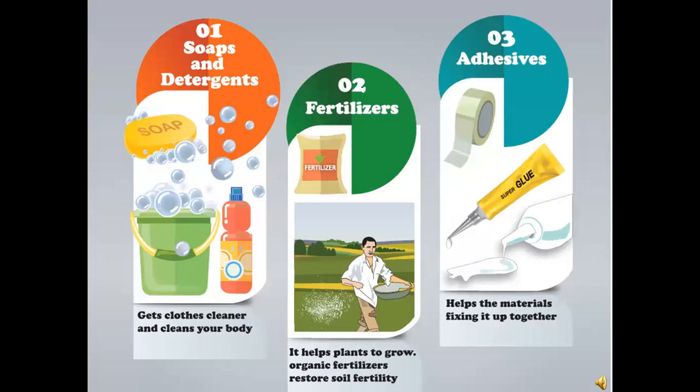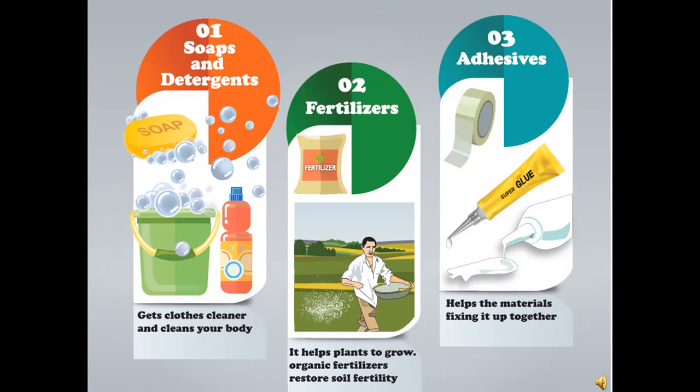Chemistry in everyday life. So many things are used in our daily life: soaps and detergents, fertilizers, adhesives. Already we know how we can prepare soaps and detergents. Bathing soap and washing detergents are kinds of soaps which we use in our daily life. In addition to this, we use wash powder to remove strong stains on clothes.